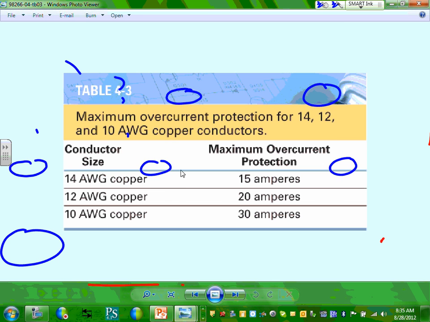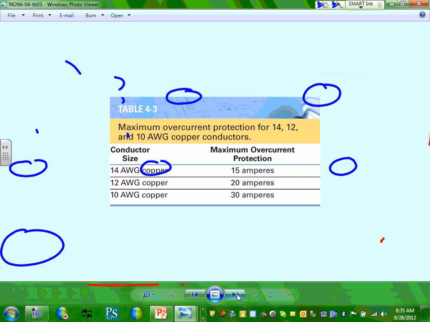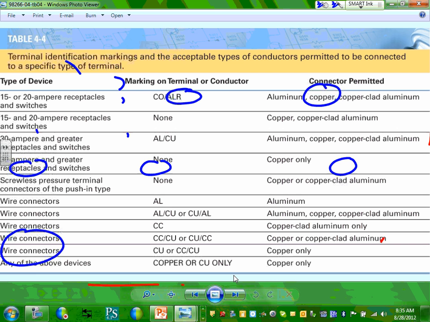14, 12, and 10. Remember we talked about the small conductor cable. Here's 14, 12, and 10, which goes with 15, 20, and 30 amps. Copper and copper-clad aluminum. Please look at these. This is another nice table that tells you whether you can land an aluminum conductor on a lug or not. So look at the lug. If a lug says CO/ALR, it says aluminum and copper-clad aluminum, not together though. If it says none, nothing on it, then copper only or copper-clad aluminum. If it's AL/CU, then you can put copper or aluminum.